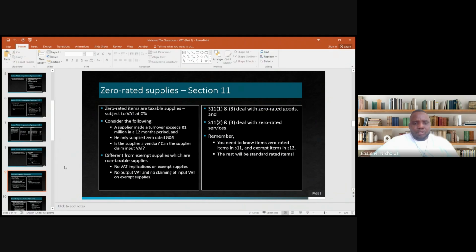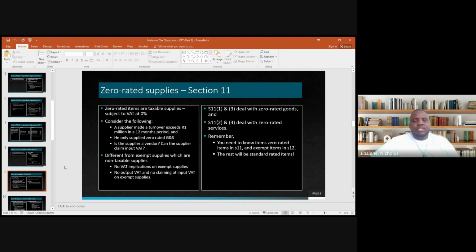So quickly, consider the following. A supplier made a turnover exceeding 1 million in a 12 months period, so they need to register as a VAT vendor, all right? And they only supplied zero rated goods. So they are taxable supplies, and they need to register as a VAT vendor. So is the supplier a VAT vendor? I've already given out the answer. Yes, they are. Can the supplier claim input VAT? Yes, most definitely, they can claim input VAT.